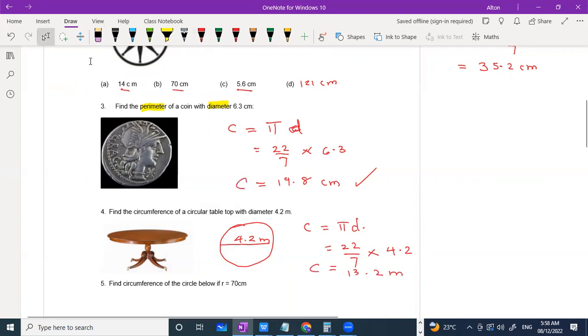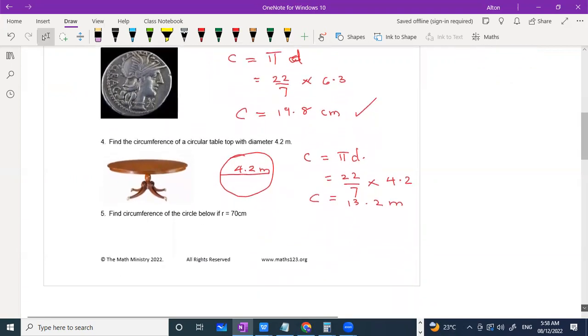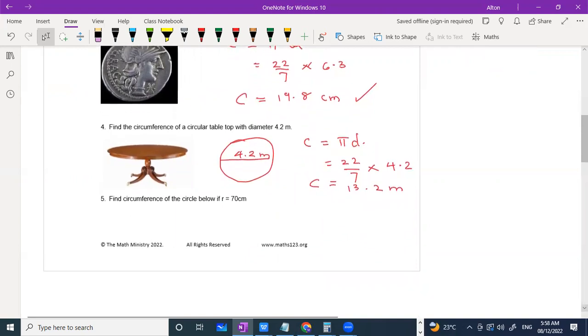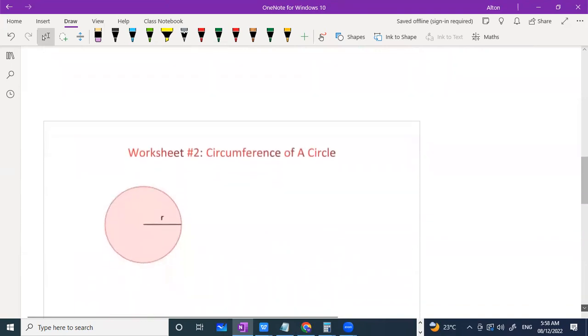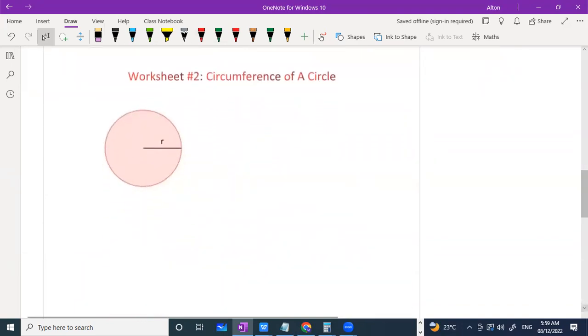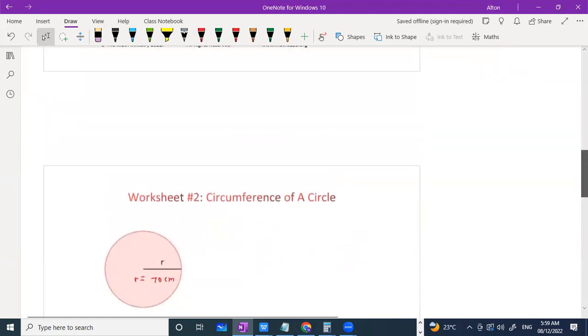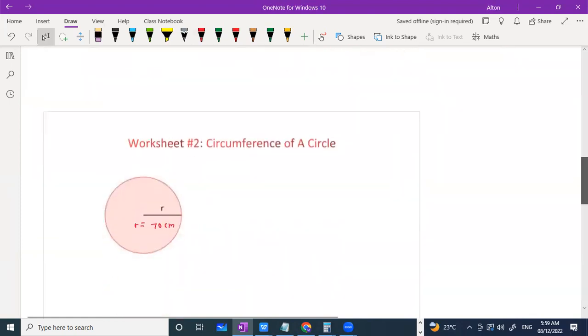And finally, question number 5. Find the circumference of a circle below if radius is 70 centimeters. So let's put in that information there. We need to find the circumference of this circle if the radius is, is it 70? Right, let's double check that. The radius is 70 centimeters. There you go, 70 centimeters.